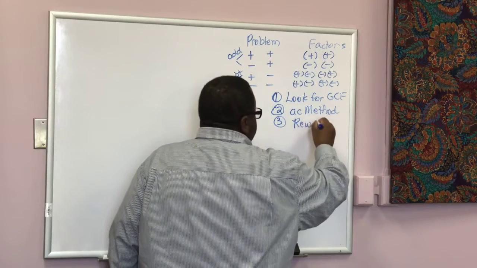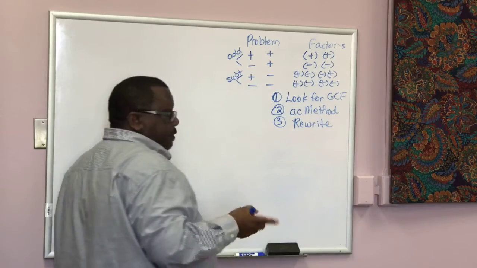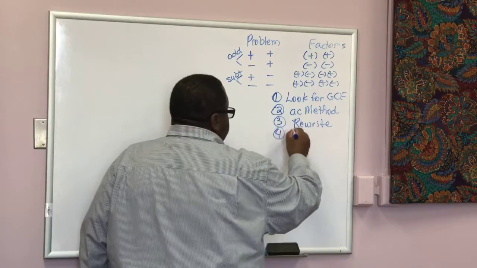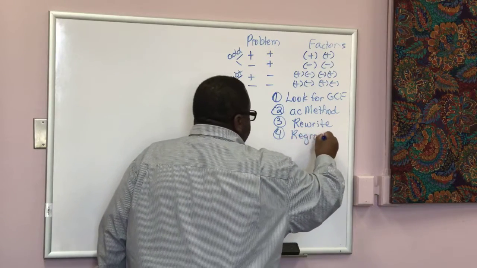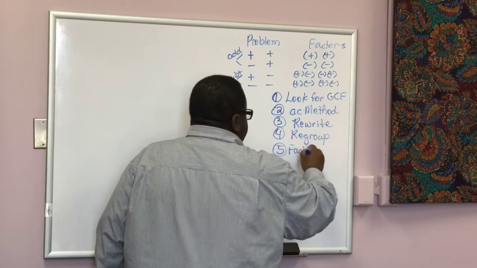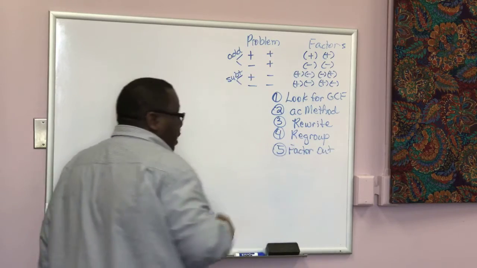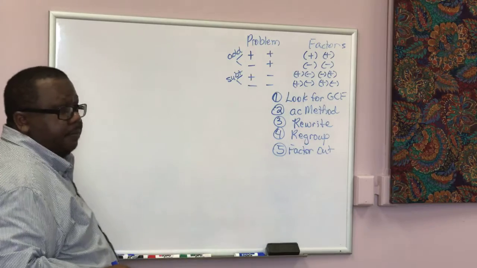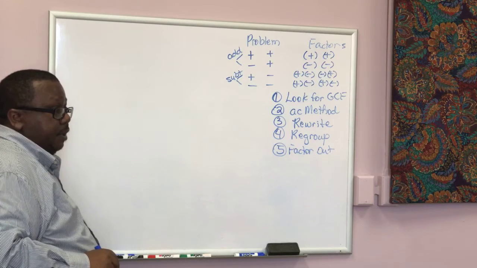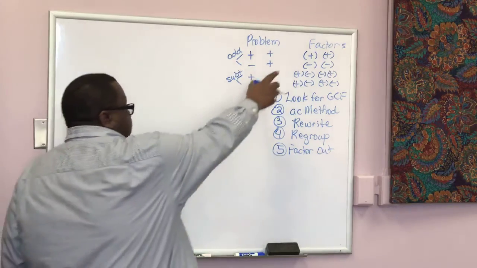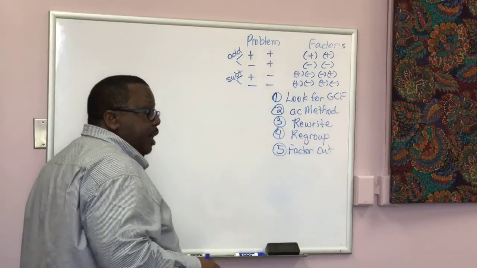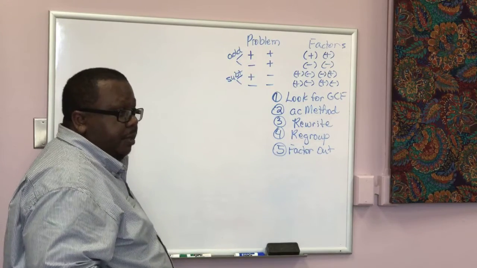Rewrite the problem based on those factors that you found. Then your fourth step is to regroup. And once you regroup, your last step is to factor out that common factor. And then you have your answer to your problem. All right? So you can write this down also on your scratch paper, so you have something to remind you how to work the problems out as you go.